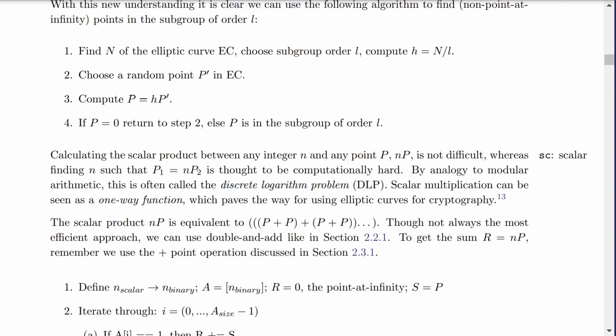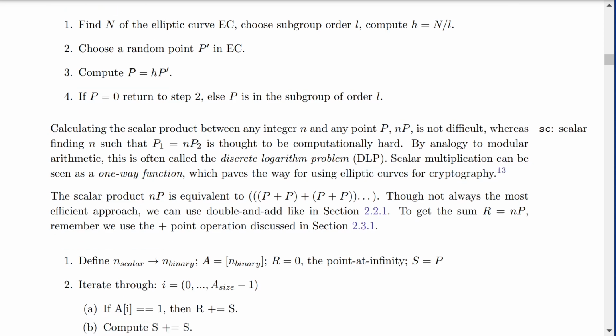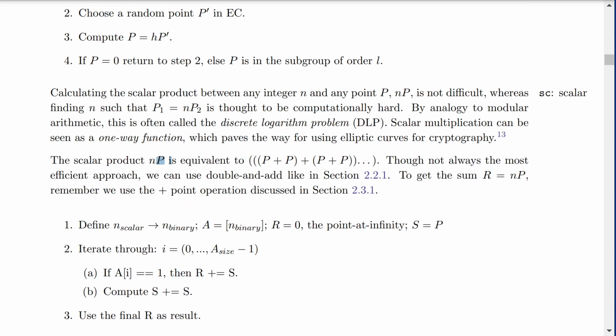And this multiplication that we just discussed, where we multiply this point by this scalar value, sort of acts as a one-way function in that it's easy to perform in one direction, but if you start without n, it's very difficult to go the other way and calculate n from your output. So that's the founding principle that allows elliptic curves to be used for cryptography.